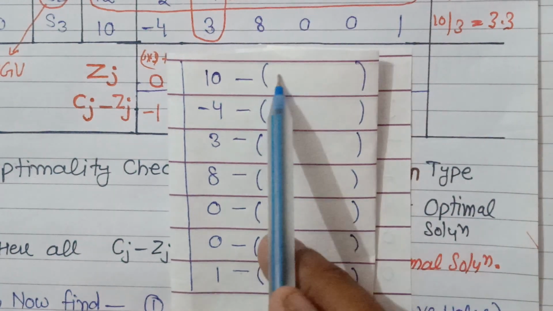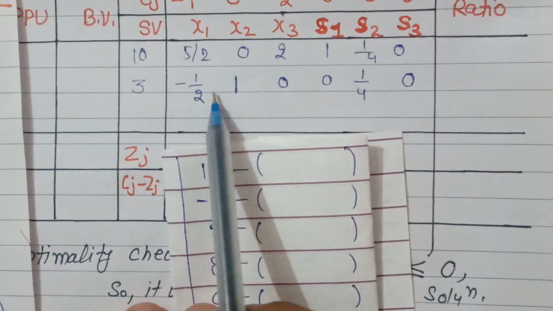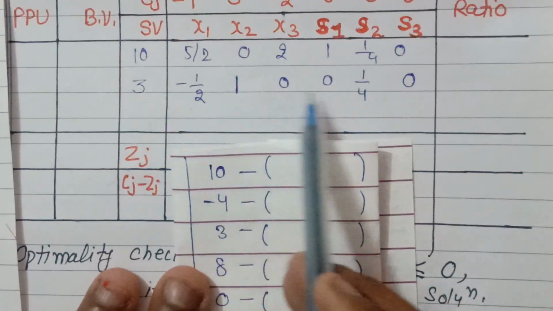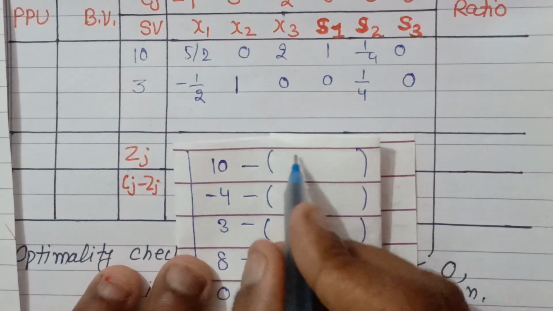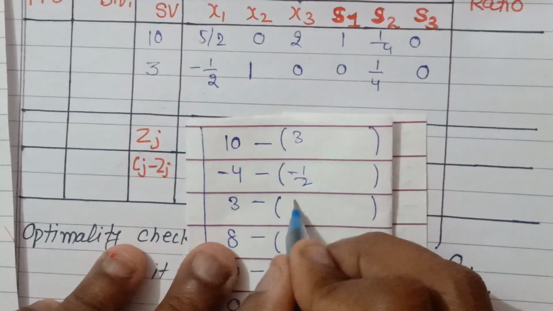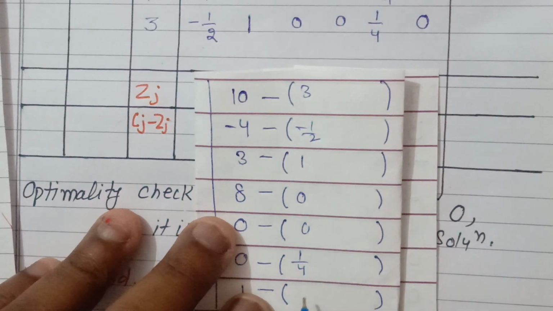Now again we have to write the values from the simplex table 2 of the key row. Here you will see that these are again the values from the key row. So let us write these values in the form of a column again. The values are 3, minus 1 by 2, 1, 0, 0, 1 by 4 and 0.